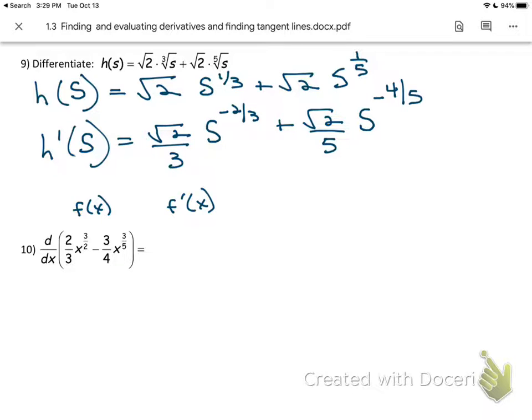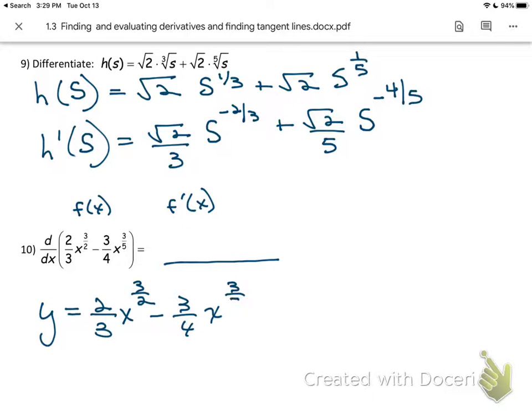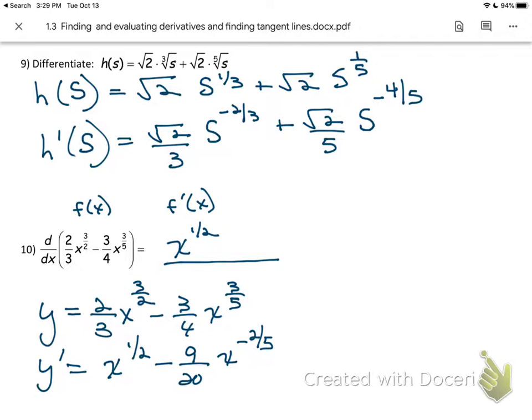Let's say I didn't want to go right to taking the derivative. Let's say I want to do this. y equals 2/3 x to the 3/2 minus 3/4 x to the 3/5. y prime is going to equal, what is 2/3 times 3/2? Isn't that just 1? And 3/2 minus 2 over 2 is 1/2, minus 3/5 times 3/4 is 9/20 times x to the minus 2/5. Okay, so right here on this line, without any other notation, I get to write x to the 1/2 minus 9/20 times x to the negative 2/5.